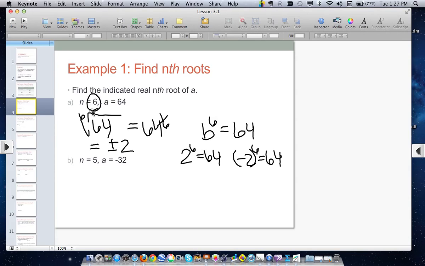So 6 is an even number. A was greater than 0, so that tells us we have 2 real solutions.